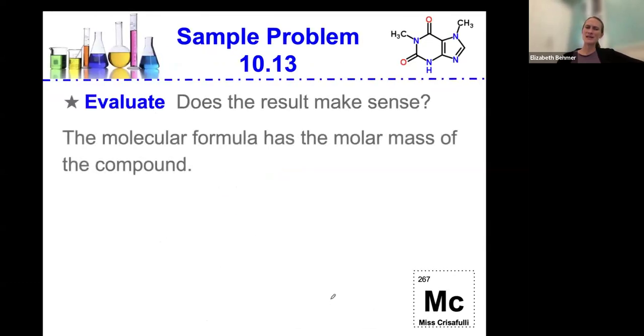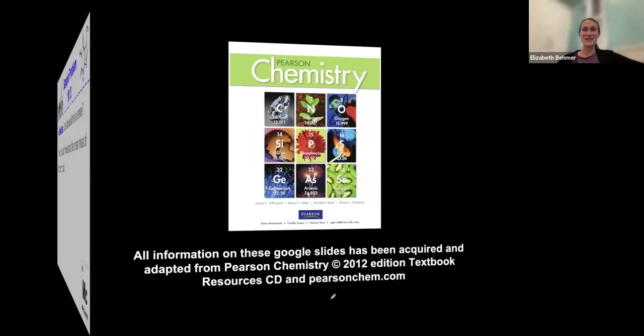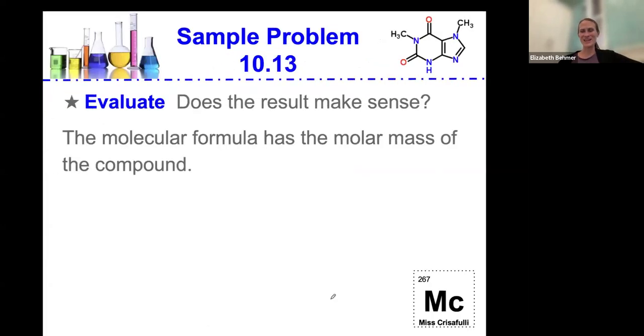The result makes sense because the molecular formula has the same molar mass as the compound, and that is today's lesson, 10.3. If you guys have any questions, let me know.